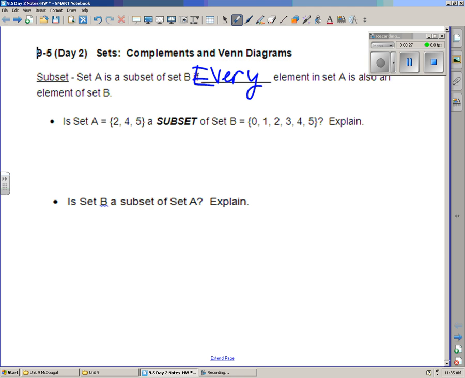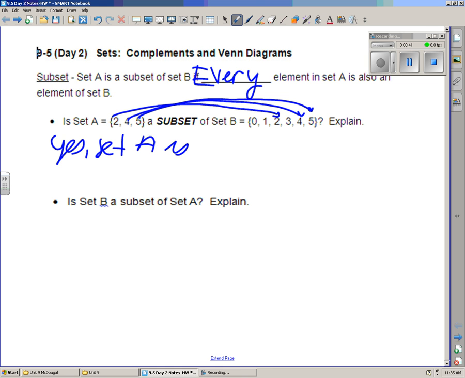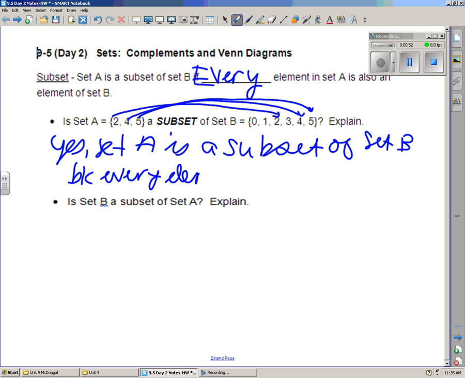So is set A a subset of B? Well, let's see. There's a 2 in A as well as in B. There's a 4 in A, there's a 4 in B, and there's a 5 in A, which is also in B. So yes, set A is a subset of set B because every element in A is found in B. The next question: is set B a subset of set A?